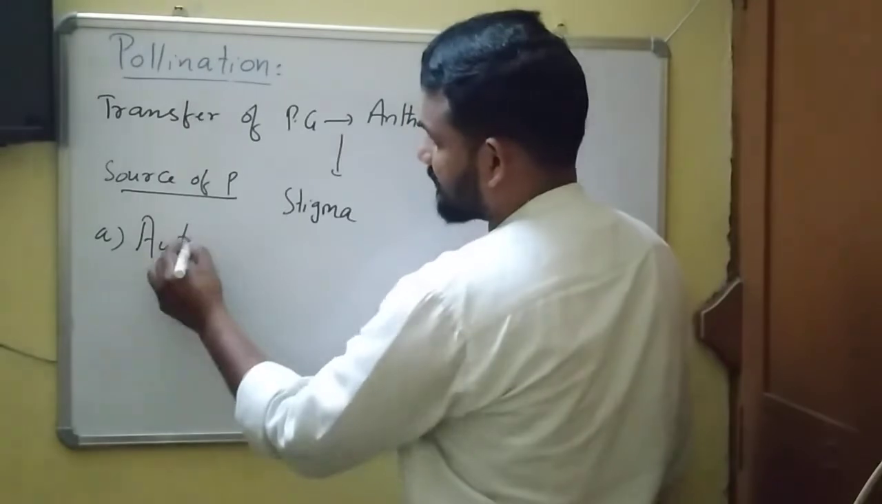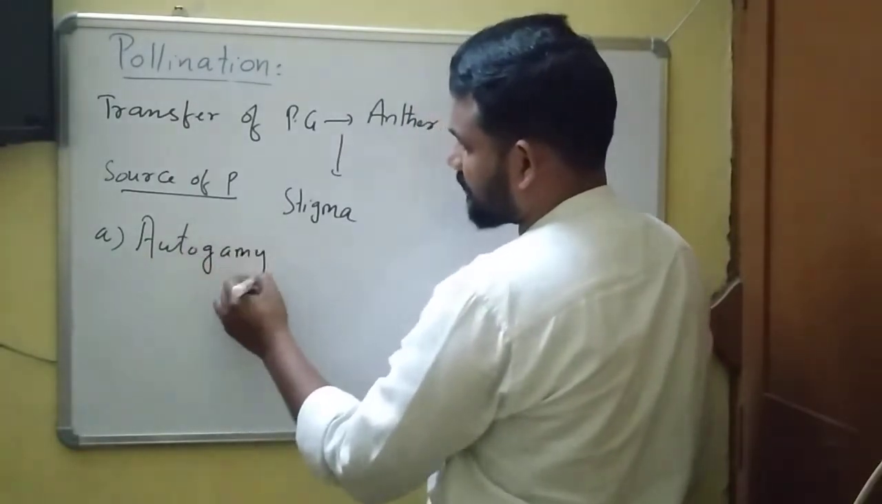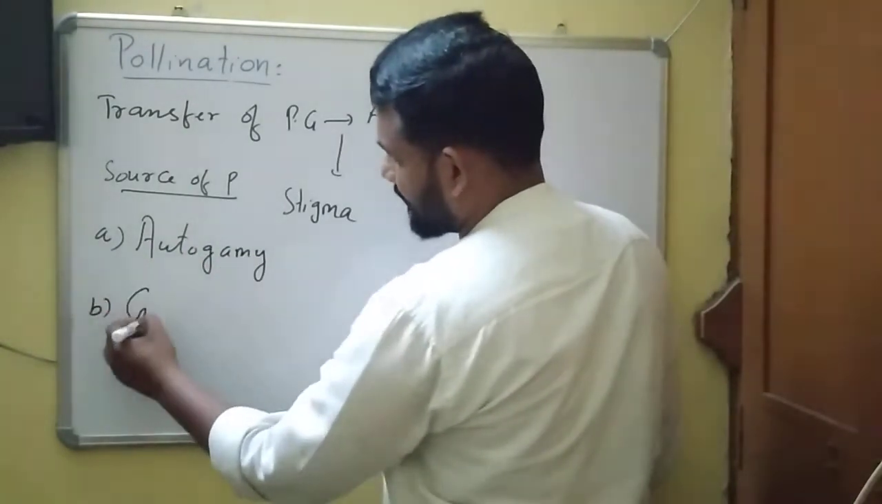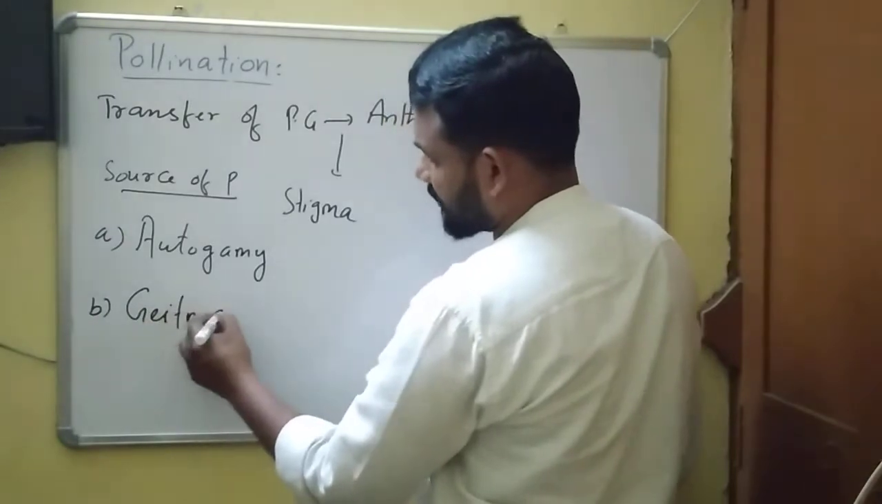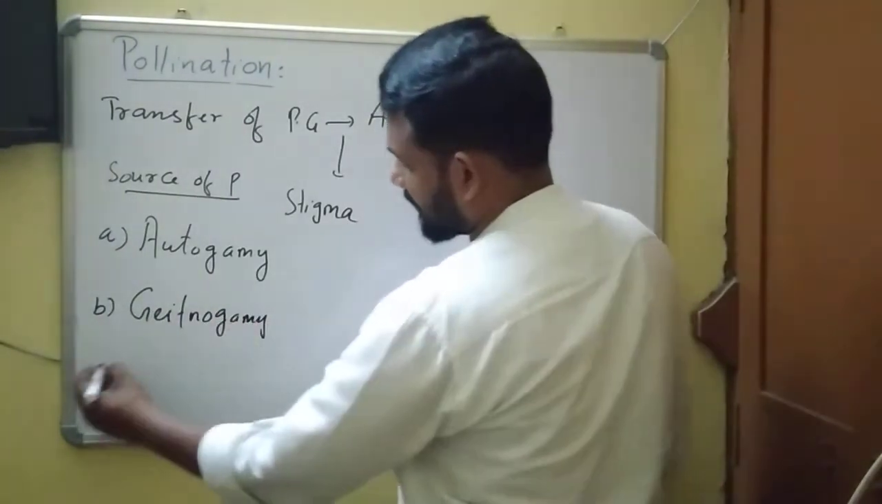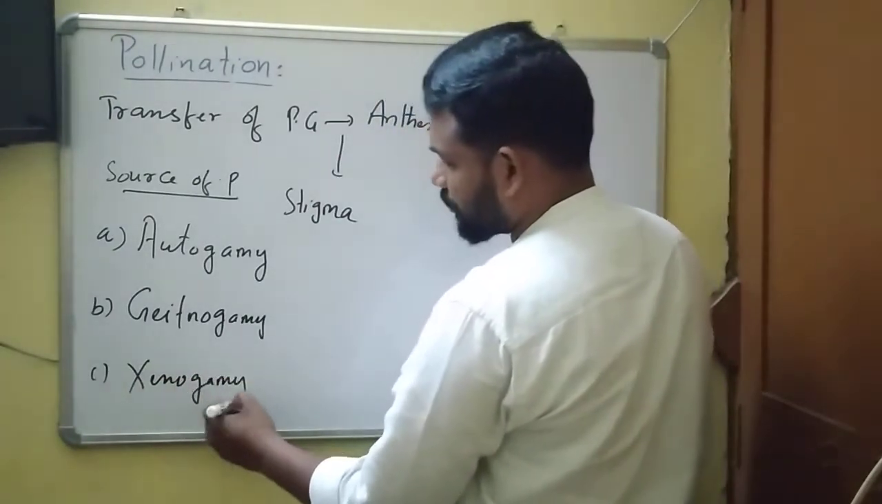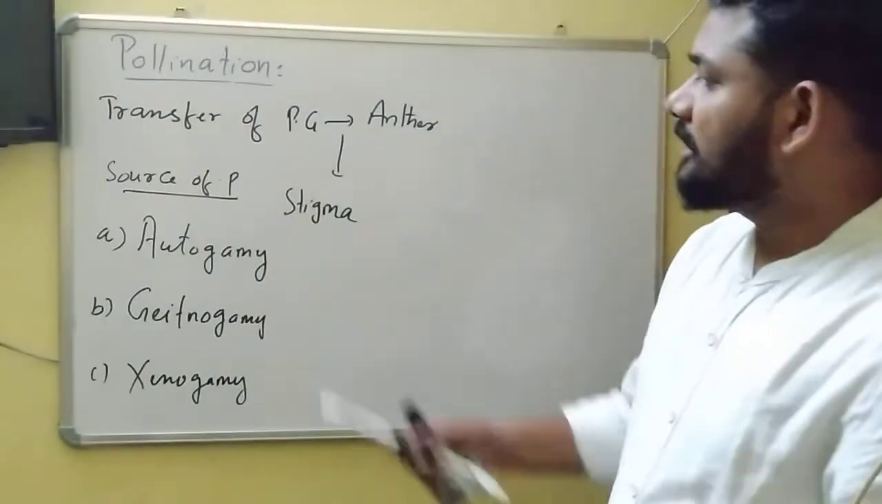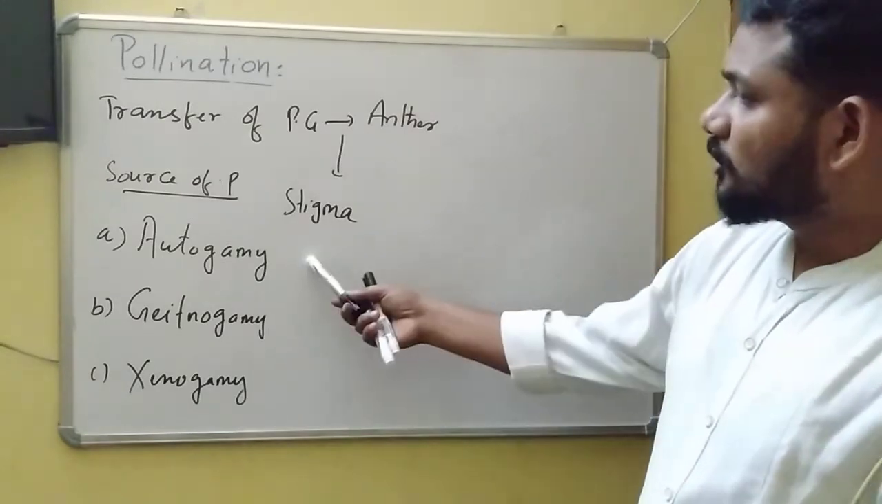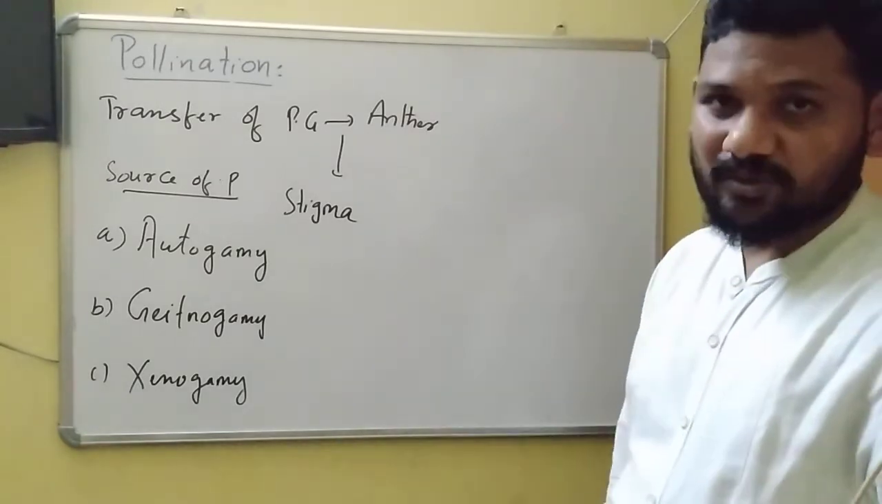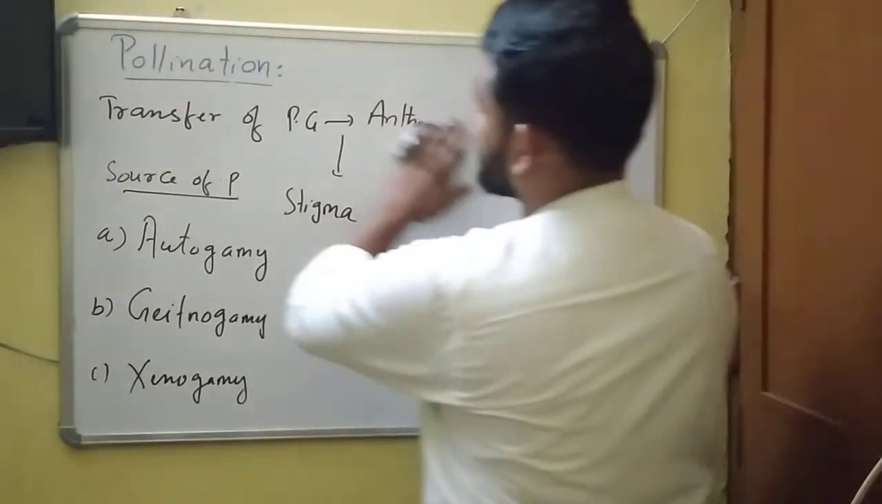What are the three types? First one is autogamy, then geitonogamy, and third one is xenogamy. So based on the source of pollen grain, pollination can be autogamy, geitonogamy and xenogamy. Now we will discuss these three one by one.